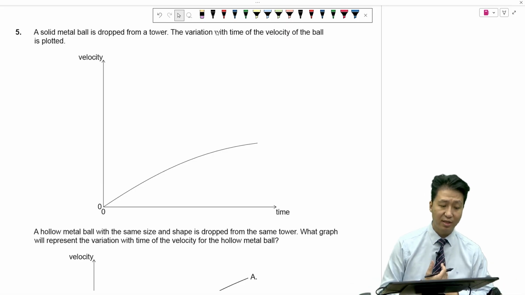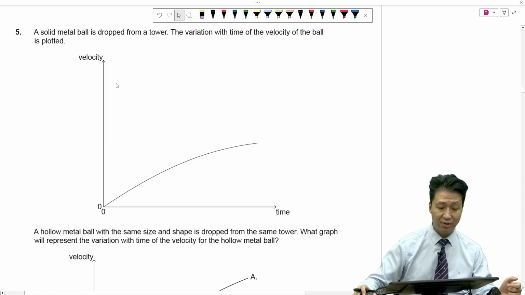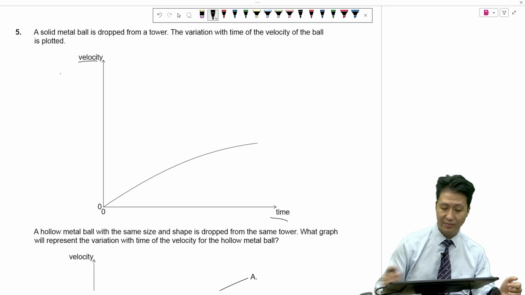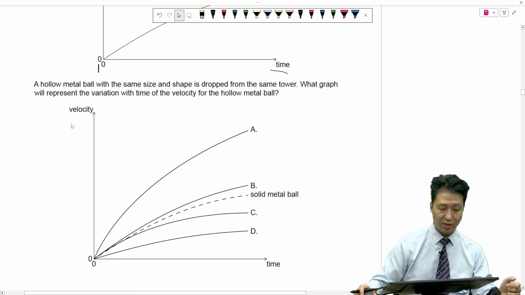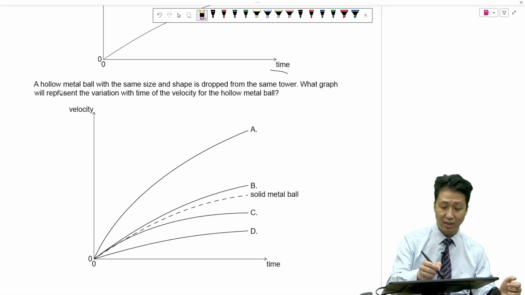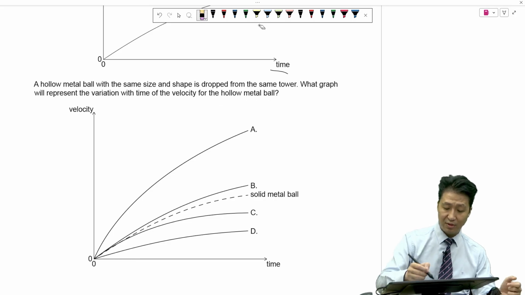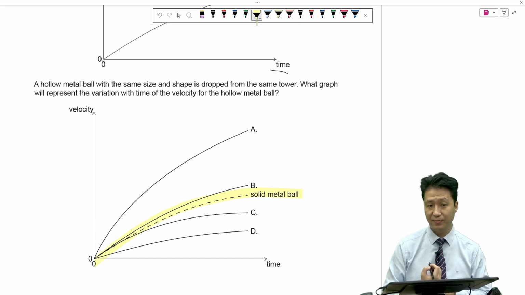So in question number 5, it says, a solid metal ball is dropped from a tower. The variation with time of the velocity of the ball is plotted. So here we have the velocity and time. You can see it's non-linear, so the acceleration is not constant. In the second part, the question says, a hollow metal ball with the same size is dropped from the same tower. Which graph will represent the variation with time of the velocity of the hollow metal ball? So we have the graph of the solid metal ball, and we have to choose one of the other ones to be the one for this hollow metal one.